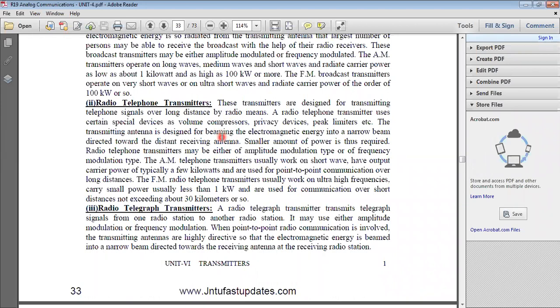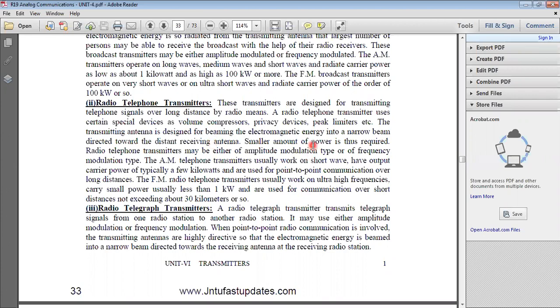To travel the longer distances, the signal strength is more and the directivity of the signal is high. What is meant by directivity? The beaming capacity. So without any attenuation, the signal must reach the receiver.